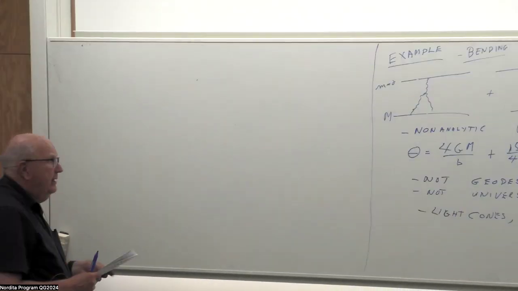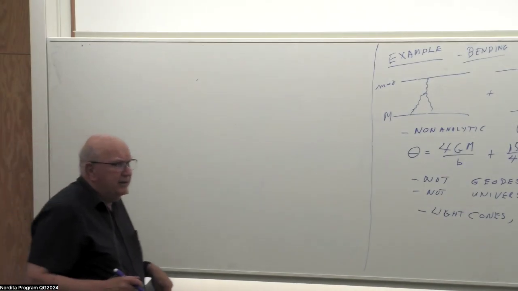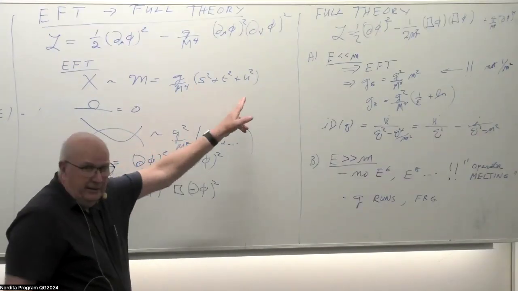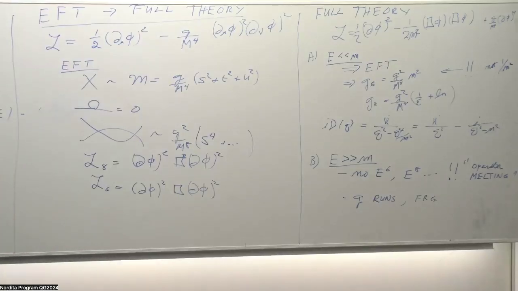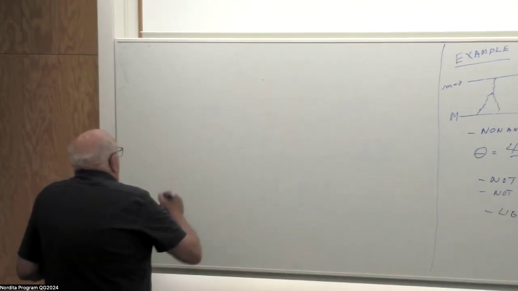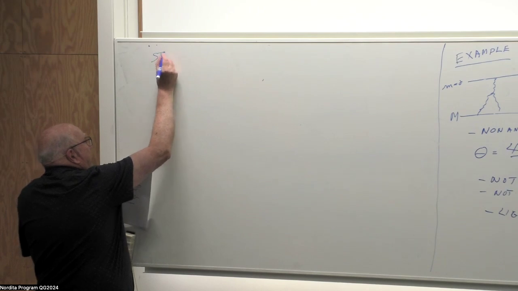The result of this now is that the amplitude goes like this, but with a running parameter. There's a few other logs around, but they never get big. They're log S over T and things like that. But we still have this strong high energy behavior.